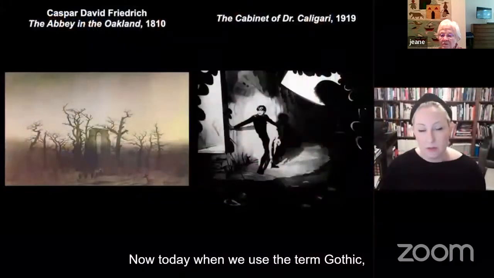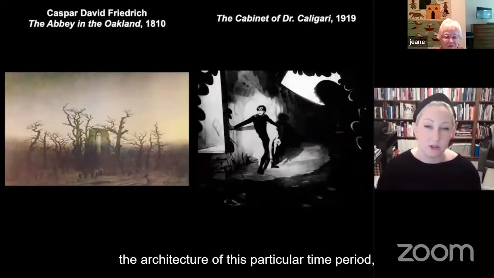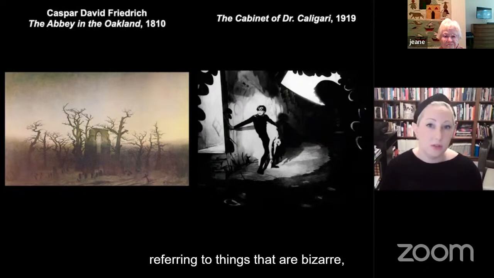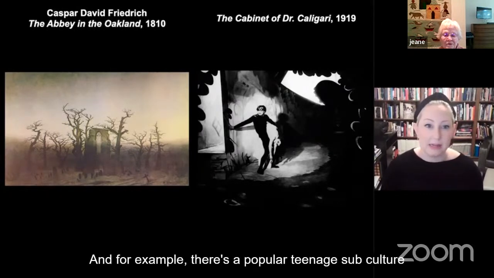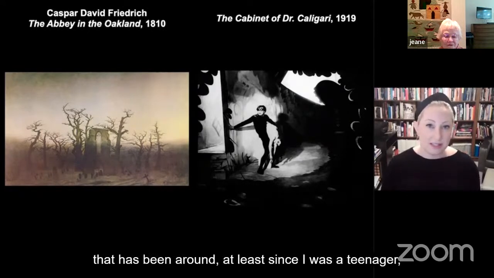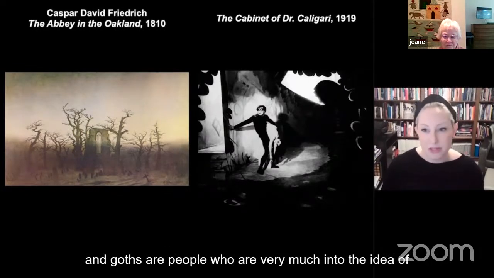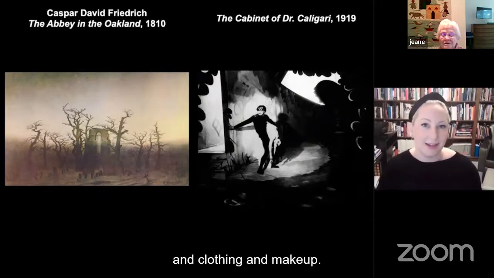Now, today, when we use the term Gothic, it can be used to describe the architecture of this particular time period, but it also has a sort of broader meaning, referring to things that are bizarre or fantastic or dramatic. And for example, there's a popular teenage subculture that has been around at least since I was a teenager and still exists, called goth. And goths are people who are very much into the idea of dark and romantic books and music and clothing and makeup.